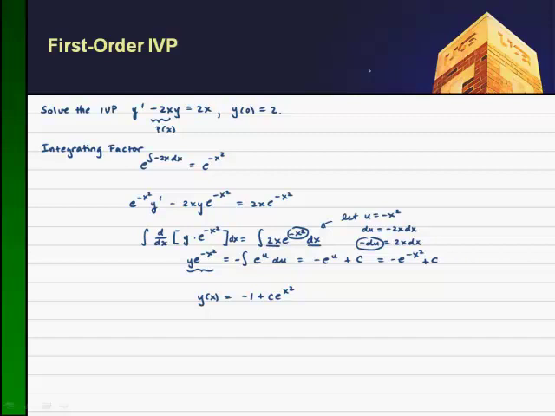Okay, and at this point let's apply y of 0 is equal to 2. I'll get 2 is equal to a negative 1 plus c e to the 0, which is just a negative 1 plus c. In any case, let's see that c is equal to 3, and if I plug that back in, I should get my y of x equals negative 1 plus 3e to the x squared.